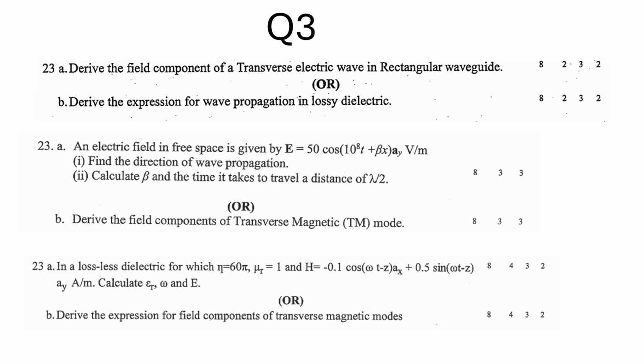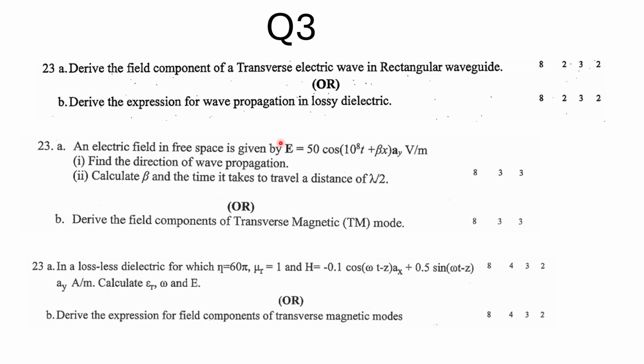Now let's take one question from unit three. The unit three is mostly focused on the rectangular waveguide. Here you can see: transverse electric wave in the rectangular waveguide, wave propagation in lossy media, or derive the field components of transverse electric mode, TE mode, and derive the field components for transverse magnetic mode. So TM mode and TE mode, these are the important topics, right?